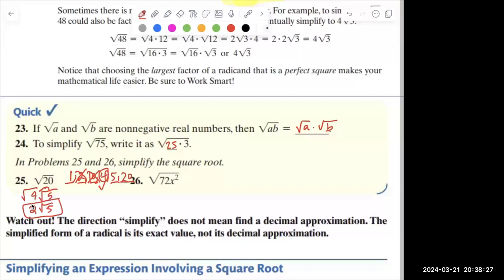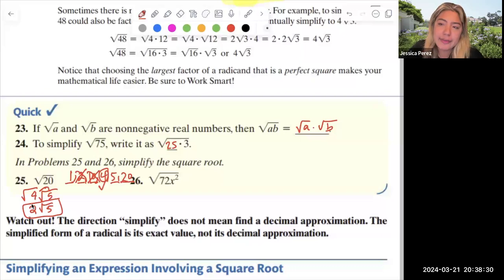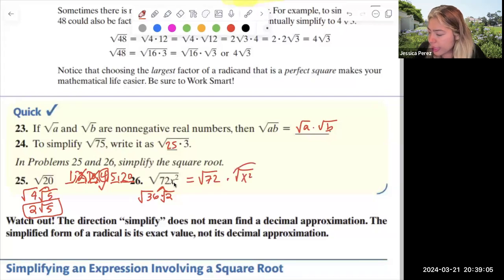Okay. So you have to do all the steps to identify which one is either the greatest or the only one you have. So for 72, we know that the greatest is 36 times 2, right? Because we could have said 12 times 6, but neither 12 nor 6 are perfect roots, but 36 is, and it's the highest. So 36, and then what about the x squared? So this is going to be the square root of 72 times the square root of x squared. This is what, Nick?